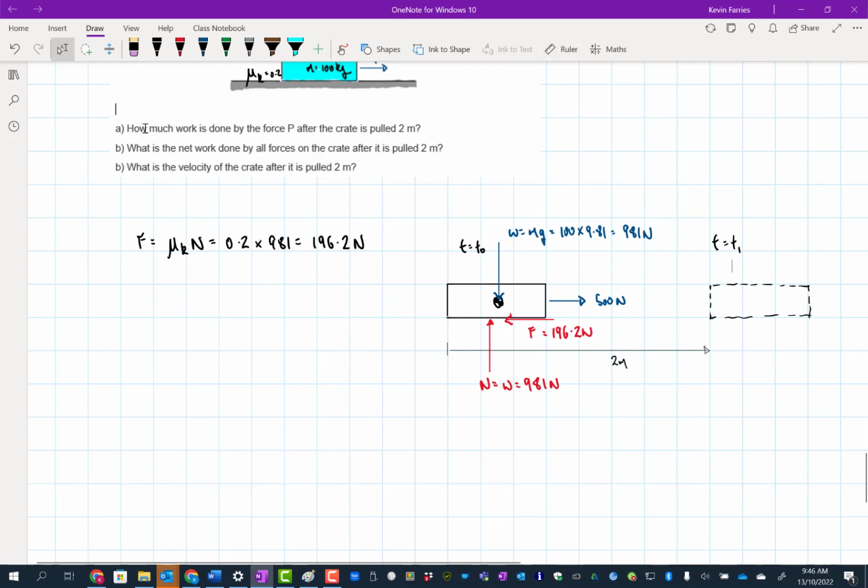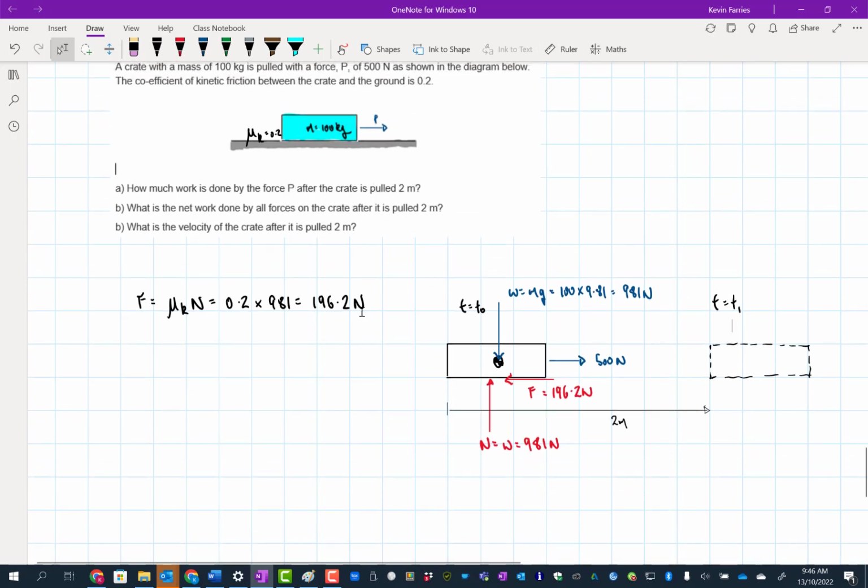The first question is asking us how much work is done by the force P after the crate is pulled 2 meters. So this is just the work done by this force. By the definition, work done is equal to P times displacement in the direction of P, and it's going in the direction of P, so it's going to be positive. This is positive 500 newtons, and it's going in the positive direction as well, so it's just 500 times 2, which is equal to 1,000 joules, or 1 kilojoule if you wanted to write it that way. That's the answer to that.